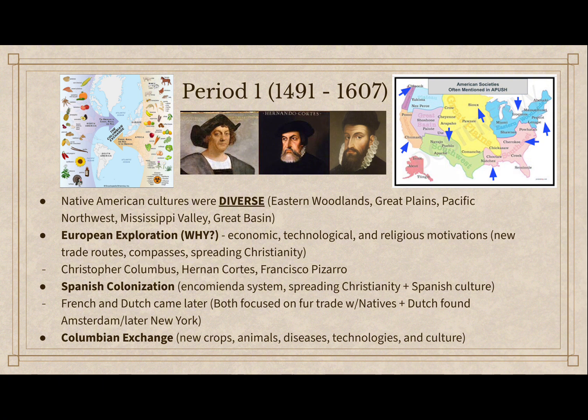Spanish colonization led to the use of the encomienda system in order to exploit Native Americans. The encomienda system was a system where conquistadors were given the right to use Native Americans for labor in exchange for giving natives protection as well as education about Christianity.